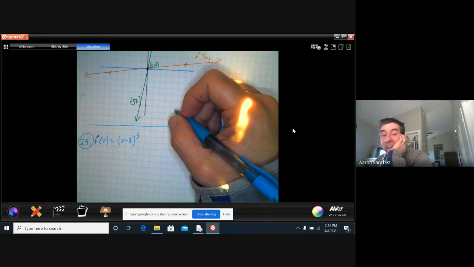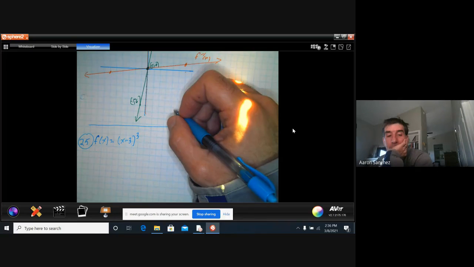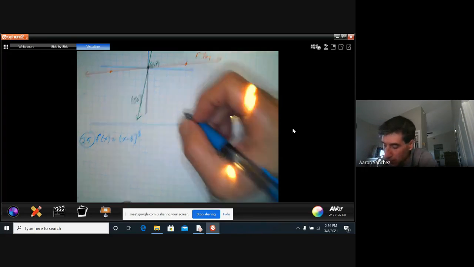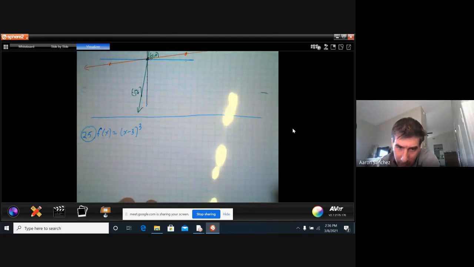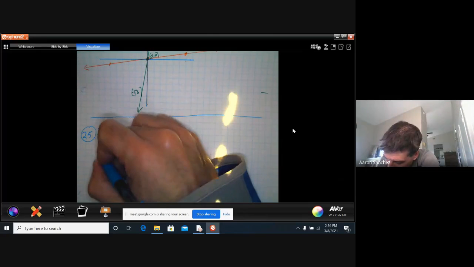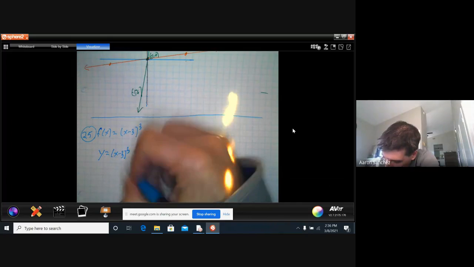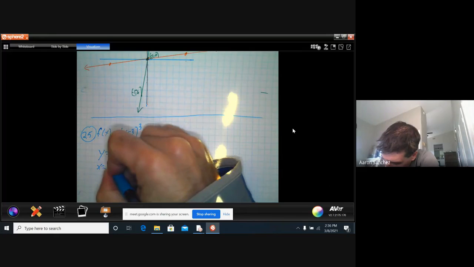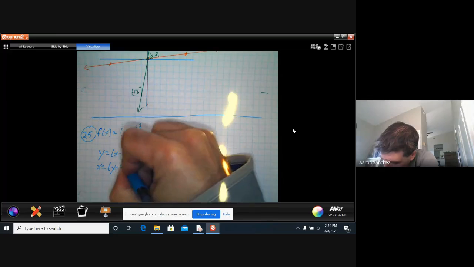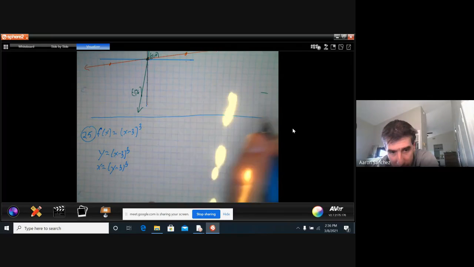Okay, so I have f of x equals (x minus 3) cubed. Let's solve for the inverse. So I'm just going to do it. You guys, what do we do? Y, right, y equals (x minus 3) cubed. Then switch the x and the y. And then you just solve it.